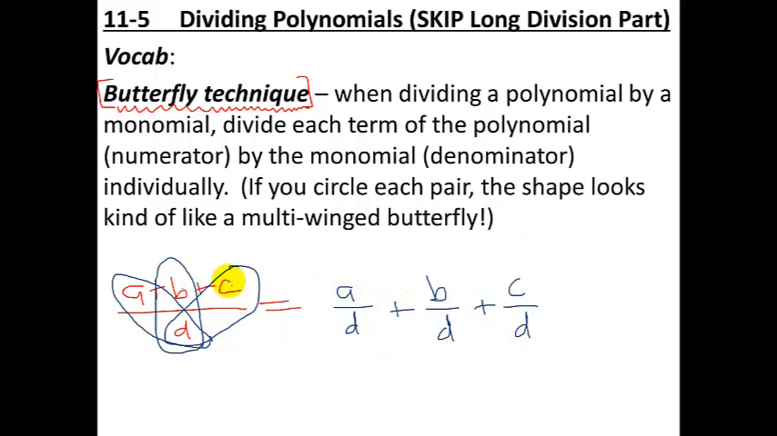So I call this the butterfly technique. It kind of looks like a little butterfly when you do this, especially if you do it all in one thing like that. And it just helps me easily identify and say what you did wrong if you messed up. So a lot of times you might just divide the first thing by D and leave the second two alone, or divide the last one by D and leave the first two alone. You have to remember to divide every single thing by D.